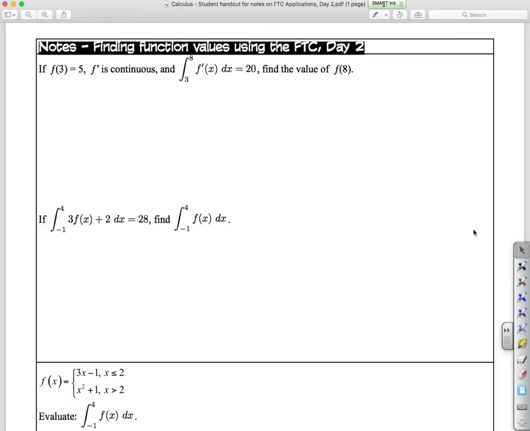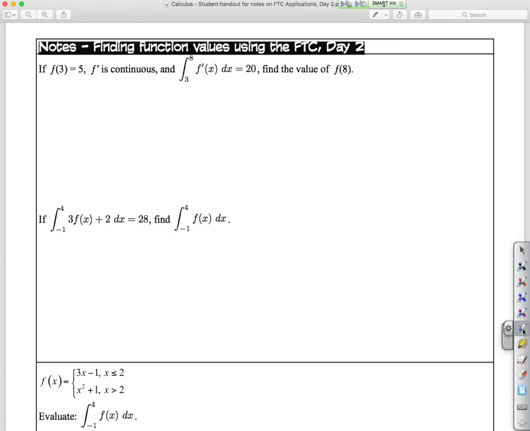Alright, we're doing some more of the same stuff we did on Friday. The problem might look a little bit different, but it's all the same concept. So on the first one, it says if f of 3 equals 5, f prime is continuous, and the integral from 3 to 8 of f prime of x dx is 20, we want to figure out what f of 8 is.